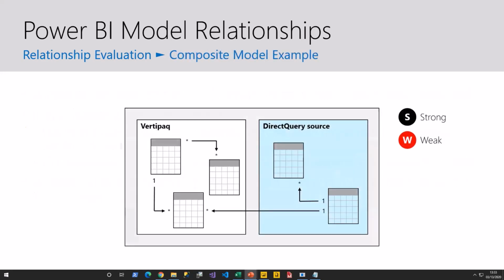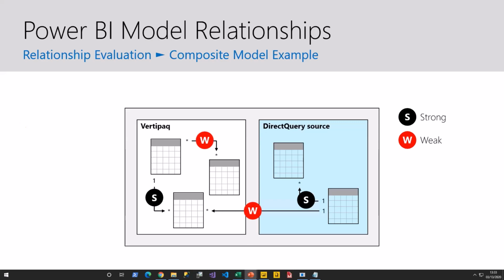Consider this to be a model of 5 tables, yet 3 of them are import and 2 of the tables are sourced from a single DirectQuery data source. Well, where are the strong relationships? Certainly the one-to-many relationships within the islands are strong. Yet many-to-many or cross-island relationships are weak.